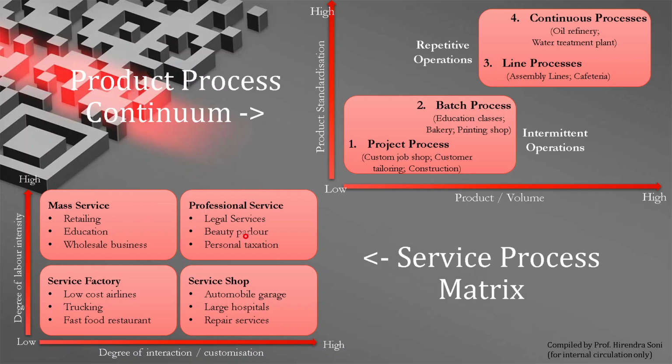When we talk about professional services, these are the areas where the degree of interaction as well as the degree of labor intensity is very much on the higher side. A very good example of professional services would be legal services, beauty parlors, personal taxation consultants who basically give you that kind of services. So if you look at it, this is how the product versus services will vary, the processes related to product and processes related to service offerings.